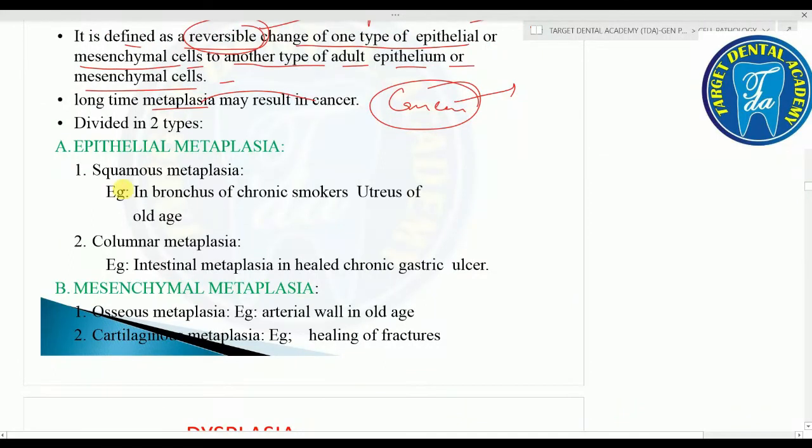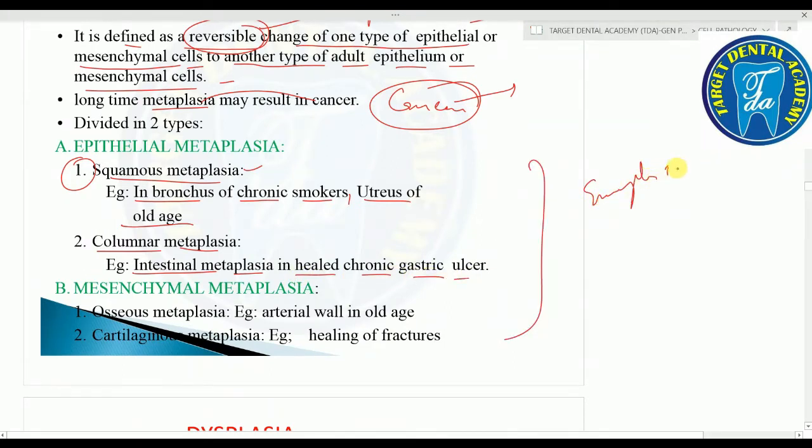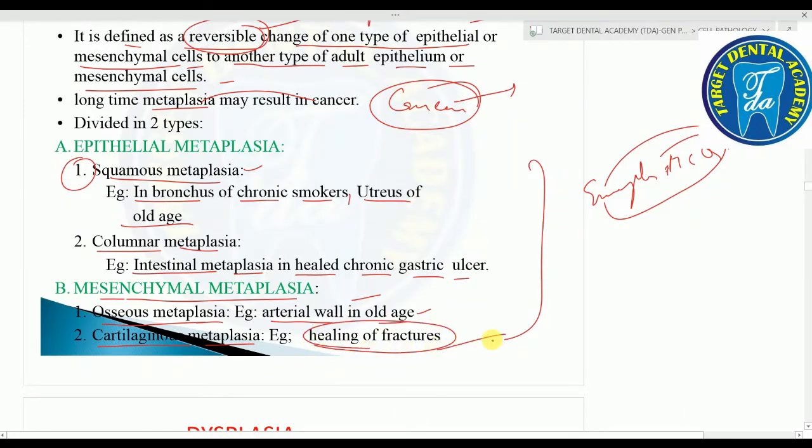In epithelial metaplasia, number one is squamous metaplasia. For example, in the bronchus of chronic smokers and the uterus in old age. While columnar metaplasia, for example, is intestinal metaplasia in a healed chronic gastric ulcer. Guys, examples are very important from an MCQ point of view. Please remember the examples. While in mesenchymal metaplasia, osseous metaplasia, an example is the arterial wall in old age, and cartilaginous metaplasia, an example is the healing of fractures.